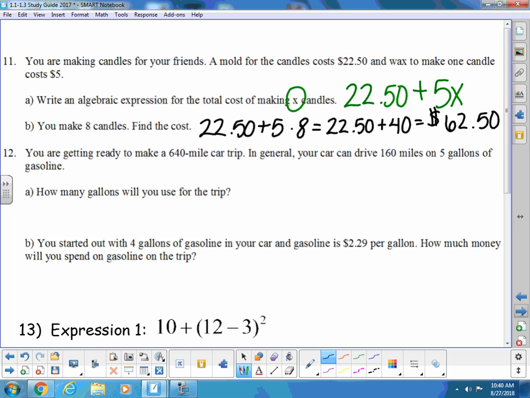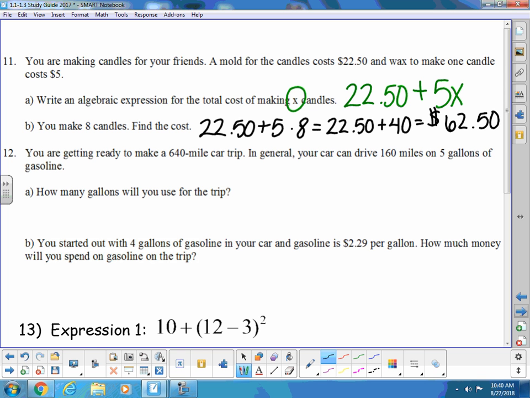Now, if you got stuck on part A for this one, writing the expression, remember we talked about in class when we did these, if the variable is throwing you for a loop, plug a number in. Imagine if you had to make 3 candles, how much it would cost you. You can probably figure out that math in your head and use that to work backwards.